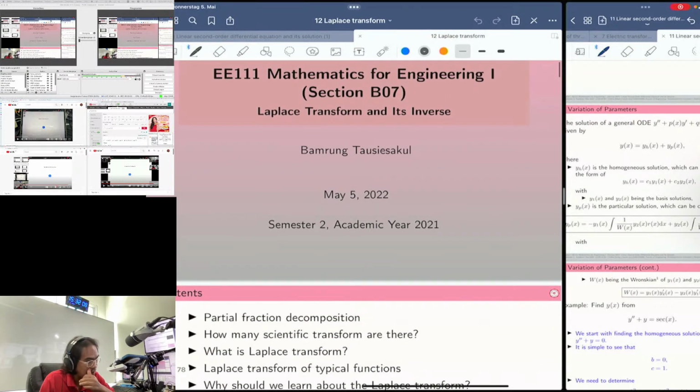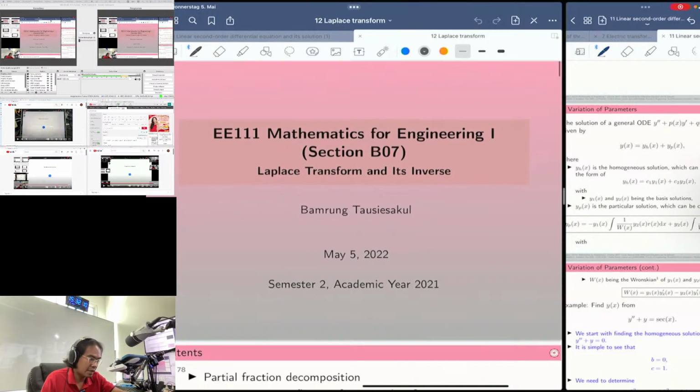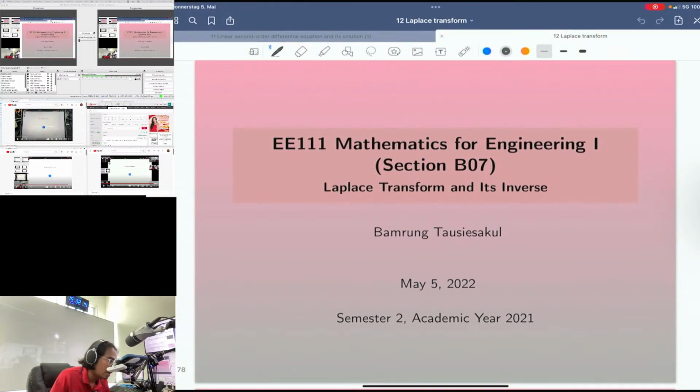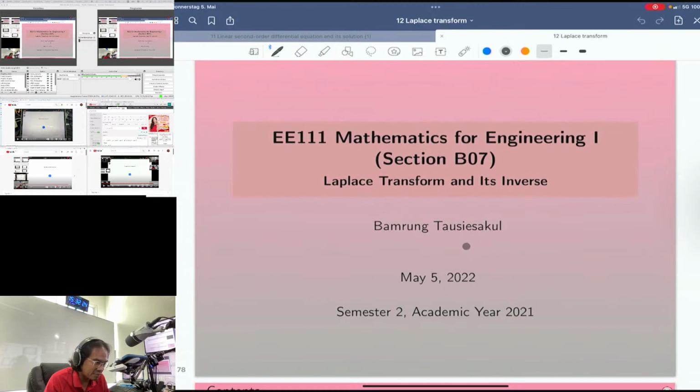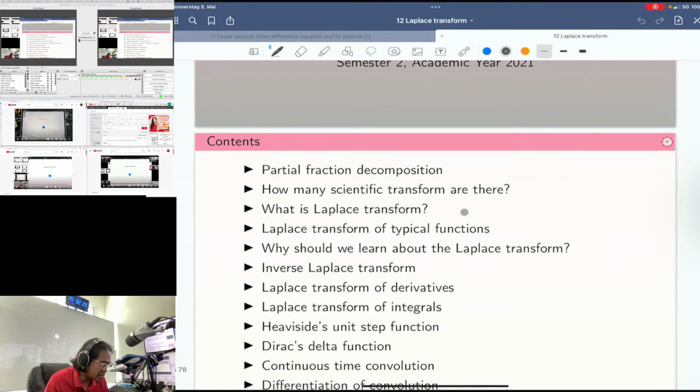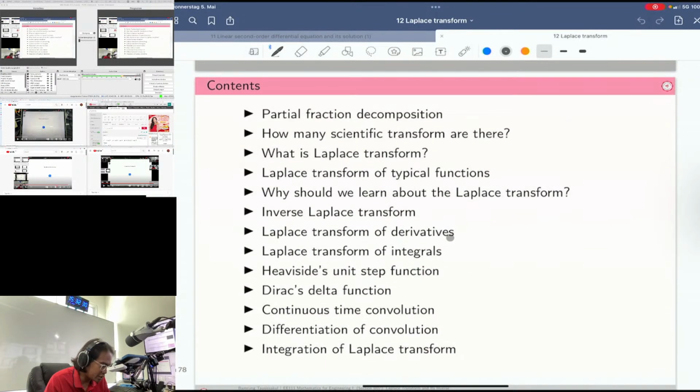Okay, let's start with the new chapter, which is chapter 12, and that's called Laplace transform and its inverse. All right, Laplace transform and its inverse is the last chapter for us here in EE111. The contents in this chapter contain many things.